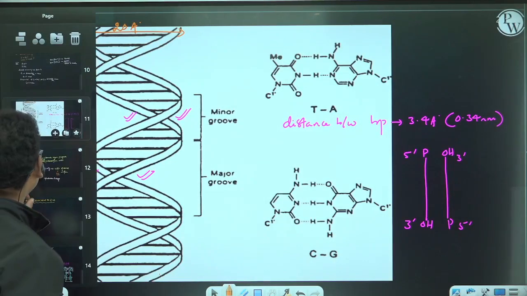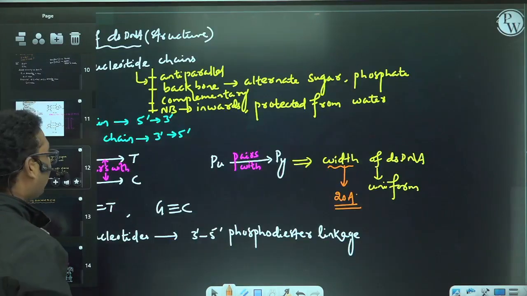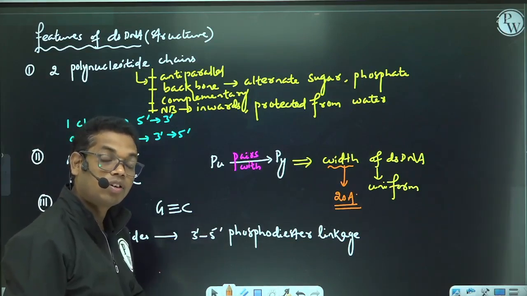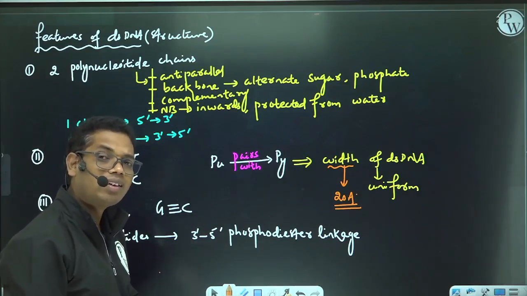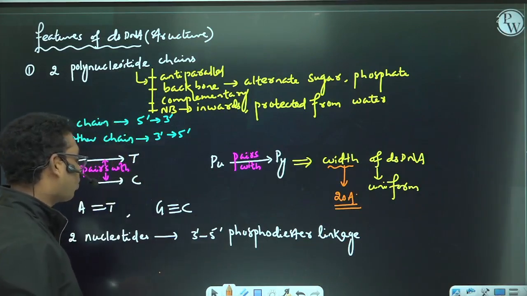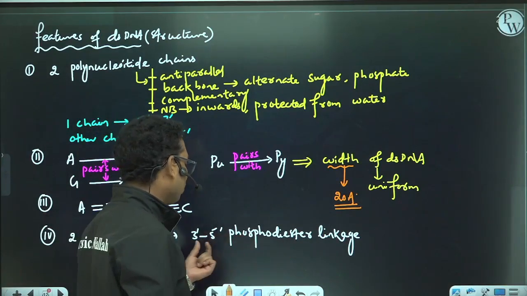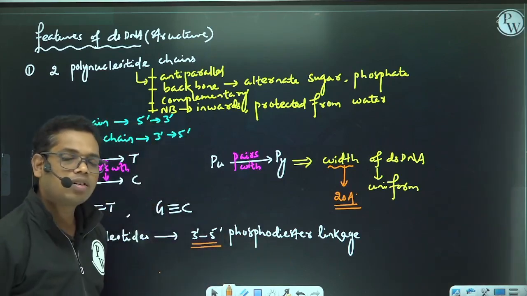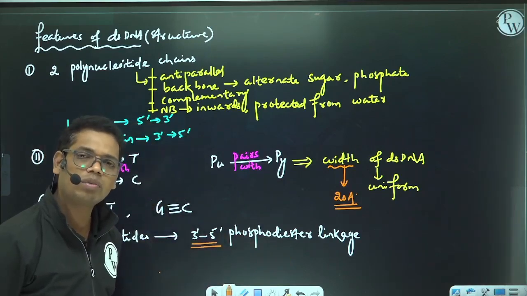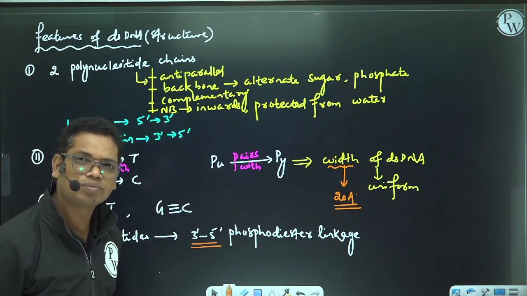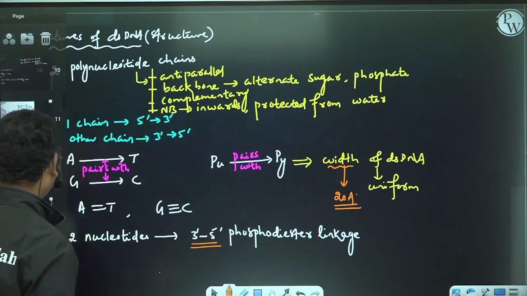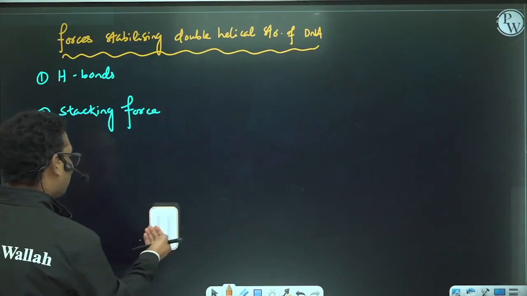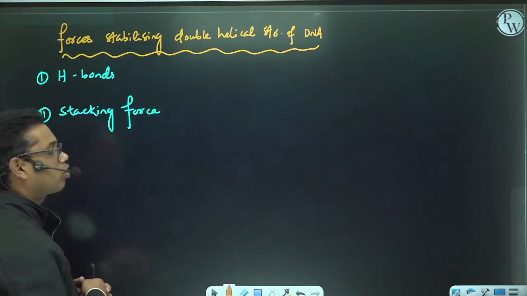Okay, now the two nucleotides of the same polynucleotide chain are held together, or linked, by phosphodiester linkage, and the phosphodiester linkage is 3' to 5' phosphodiester linkage. Okay, now what are the forces which are responsible for stabilizing the double helical structure of DNA?